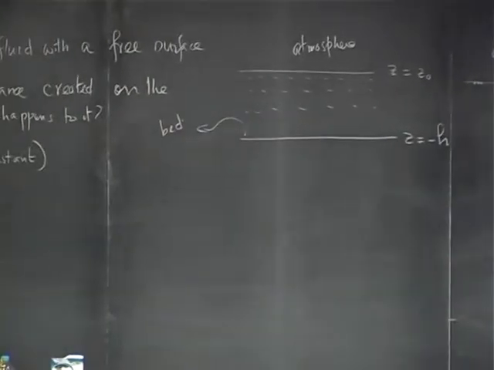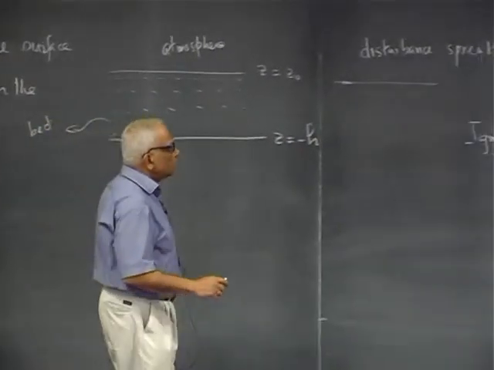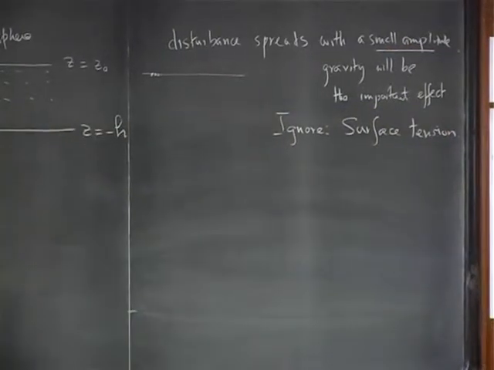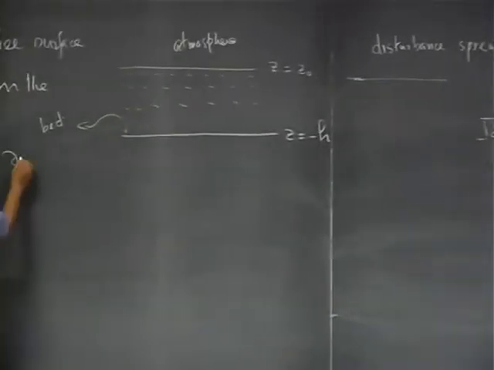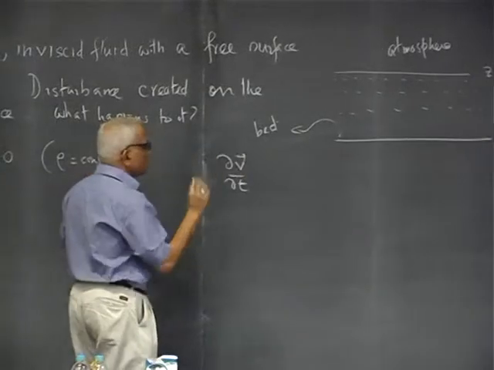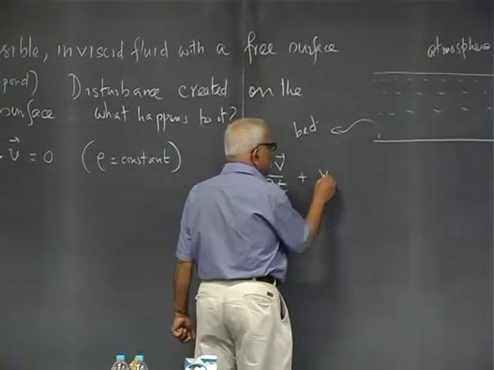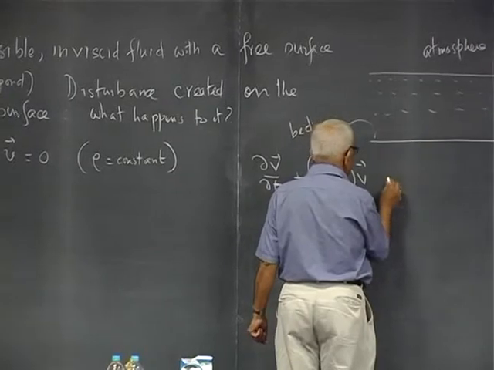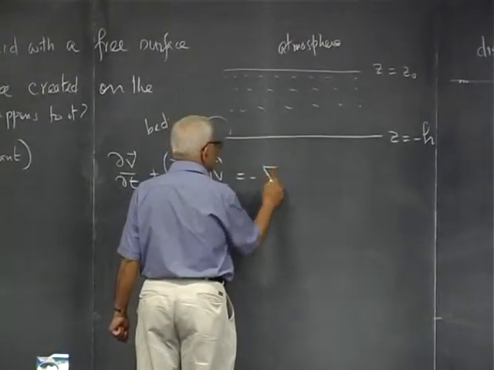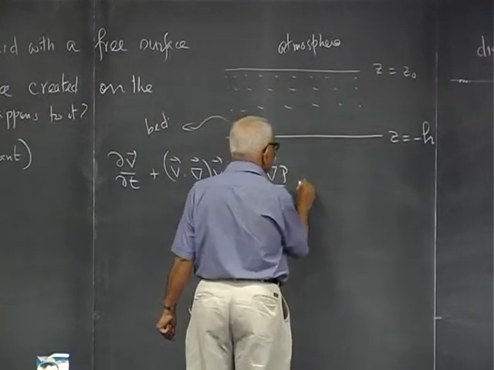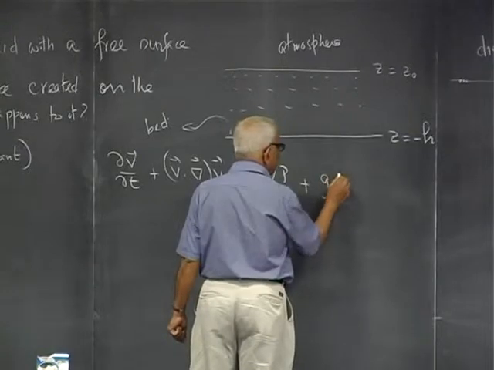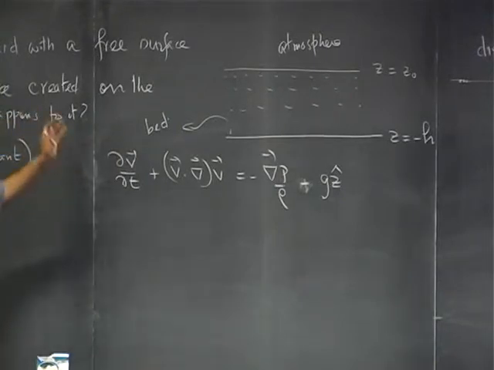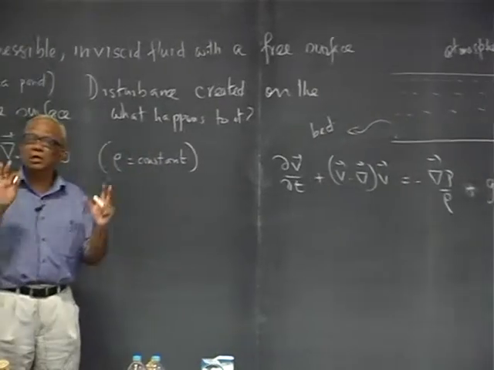Now the important issue is that I'm assuming it is a small amplitude business. So with small amplitude, what's the relevant equation? No viscosity, incompressible, so my good old Euler equation: del V del T equal to minus gradient of P over rho, minus G Z unit vector, where the unit vector Z acts upwards.